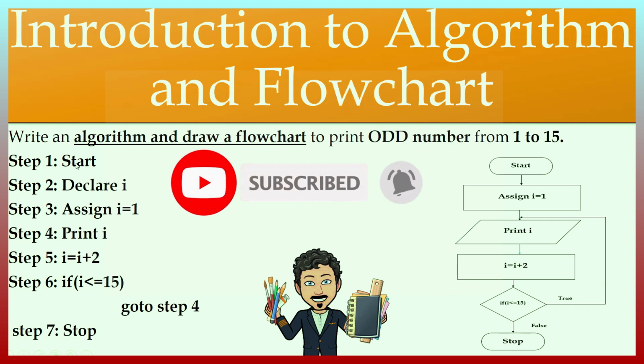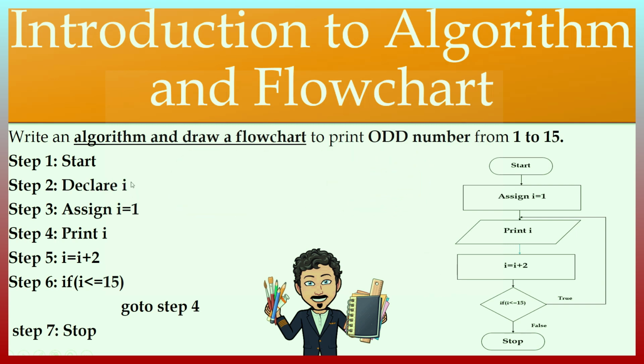Step 1, always start. Step 2, declare I. I need only one variable, so I declare the variable I. Assign I equal to 1. Why? The first value is 1. I'm going to use that value. Then print I. I'm going to print the I value. Then I'm going to increment, step 5. I equal to I plus 2. Means I'm going to increment I by 2.